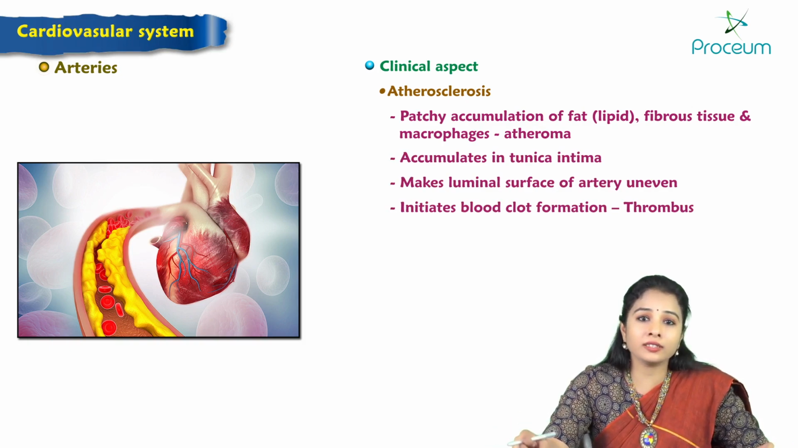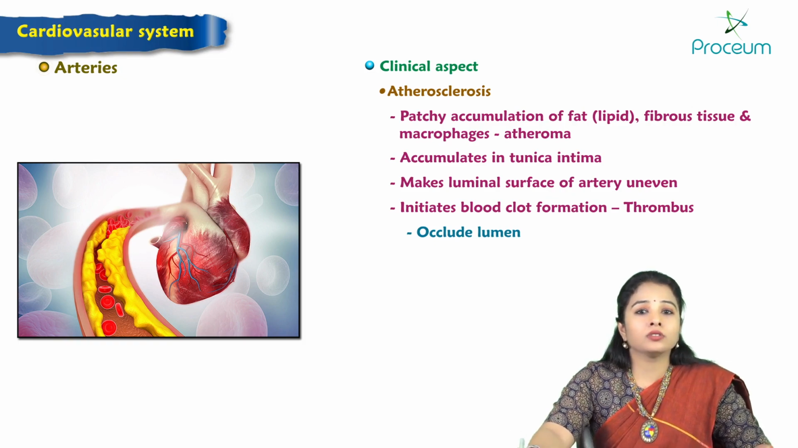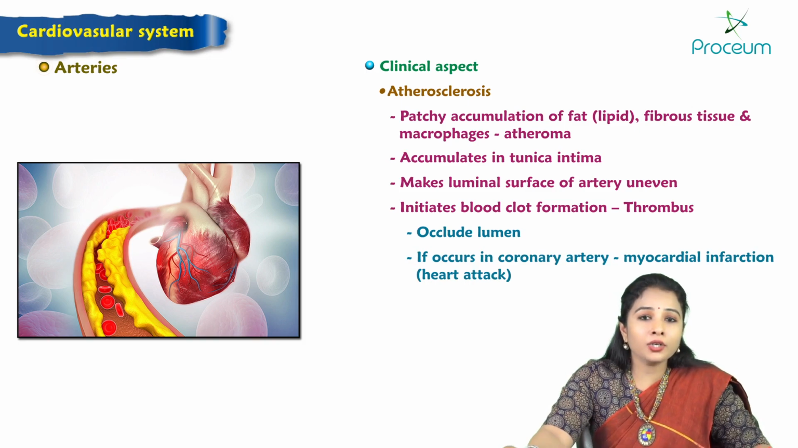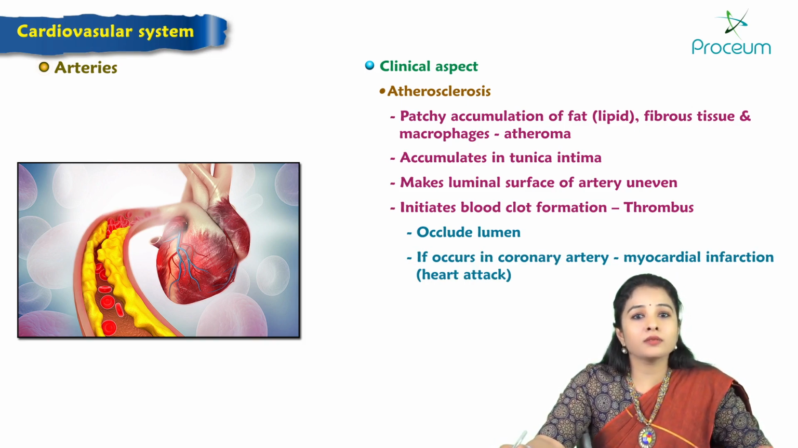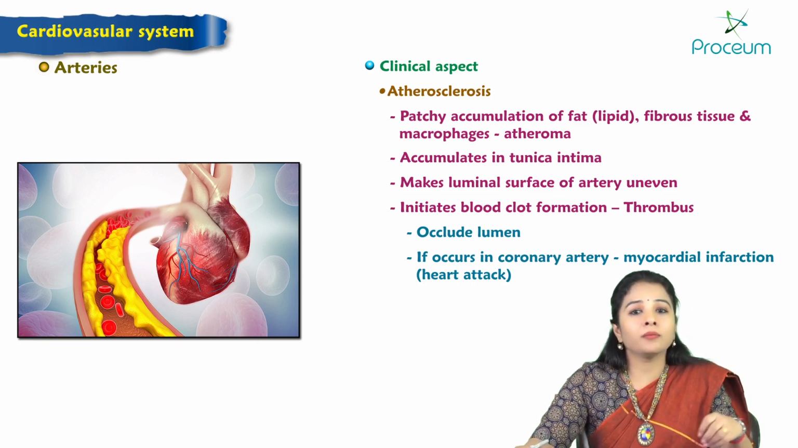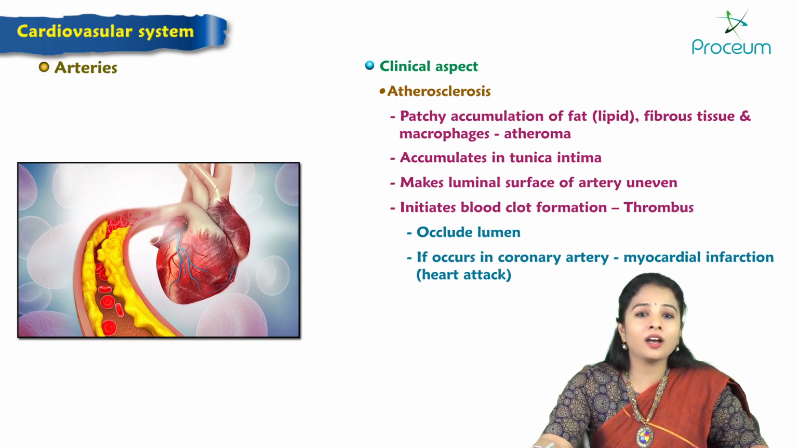A blood clot inside a blood vessel is called a thrombus. So it initiates the formation of a thrombus which may occlude the lumen. For example, if it occurs in the coronary artery, it may lead to a heart attack, that is myocardial infarction, where the part of the heart supplied by the blood vessel undergoes necrosis, leading to cell death, which is called myocardial infarction. In lay terms, we say it as heart attack.